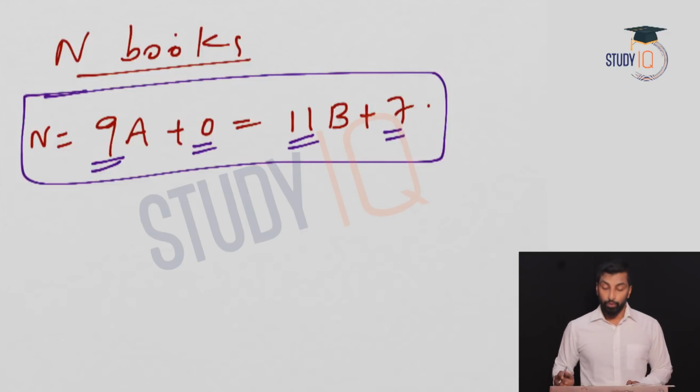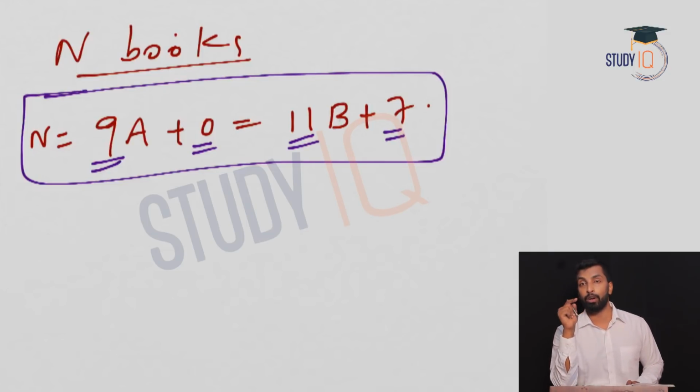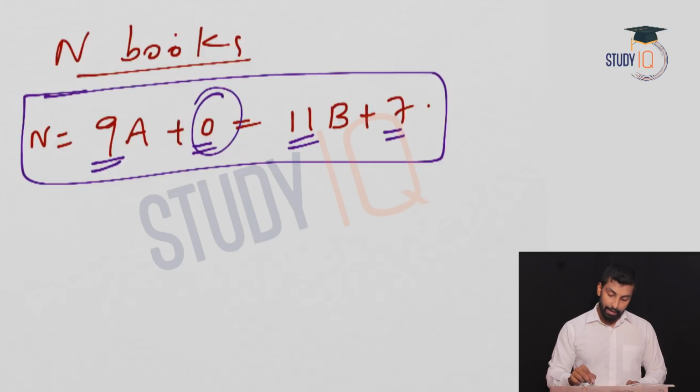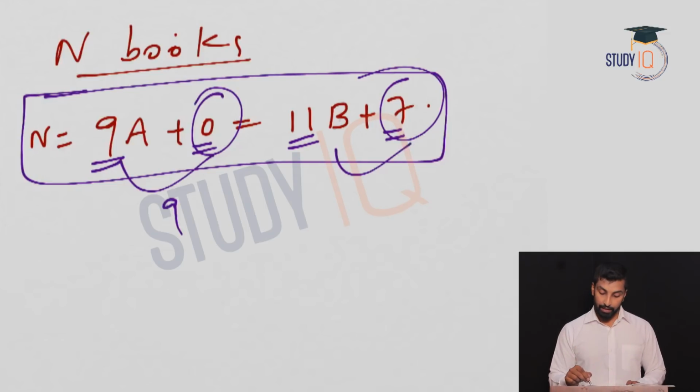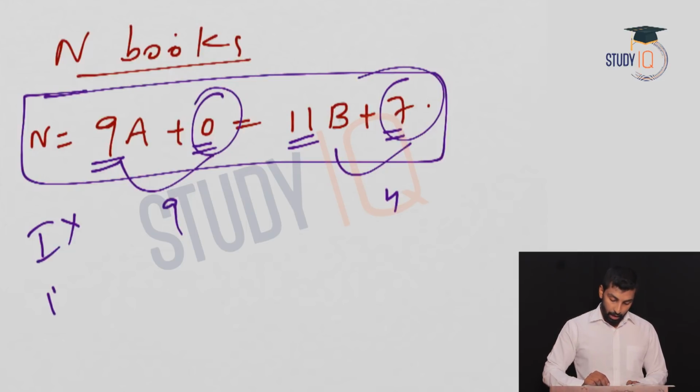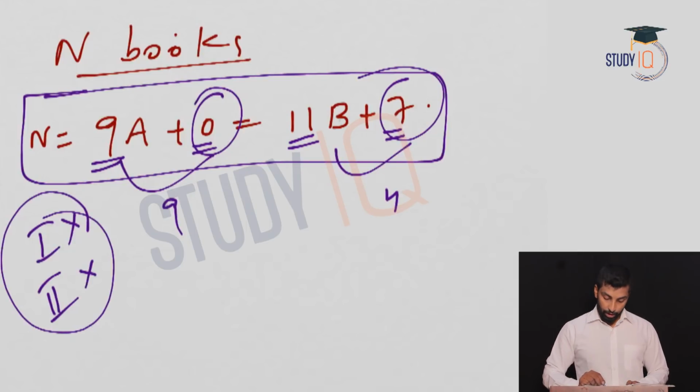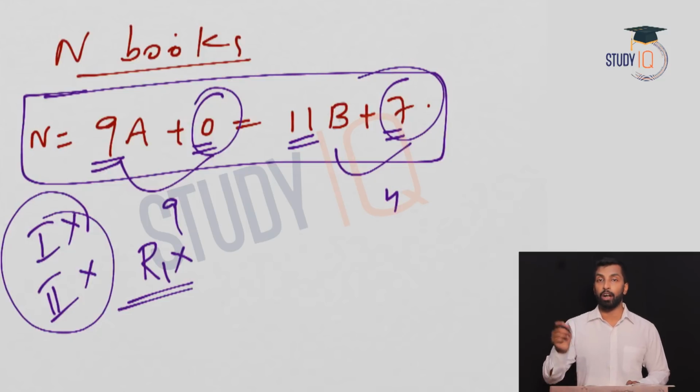What is the answer? You first need to check whether it is type 1 or type 2. You see the remainder is different, so not type 1. Then you need to check whether it is type 2. See the difference: here it is 9, here it is 4. The difference is also not same. So it's not type 1, it's not type 2. That means this is not your round 1 question. You should solve it, but not in round 1.